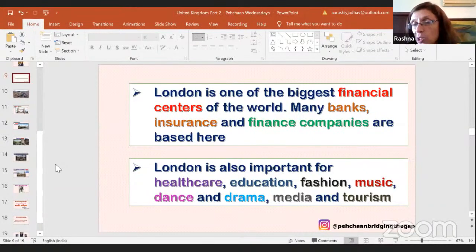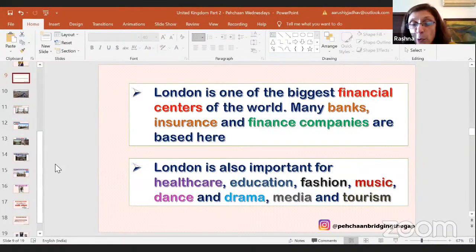Excellent. So now we know why London is important and why so many people come to London, because there's a lot of work in London. It is a financial center, like Mumbai is a financial center of India. London is one of the biggest financial centers of the world. All the leading banks, insurance companies, everything that deals with money and wealth, a lot of it is based in London. So there are lots and lots of jobs available in London.